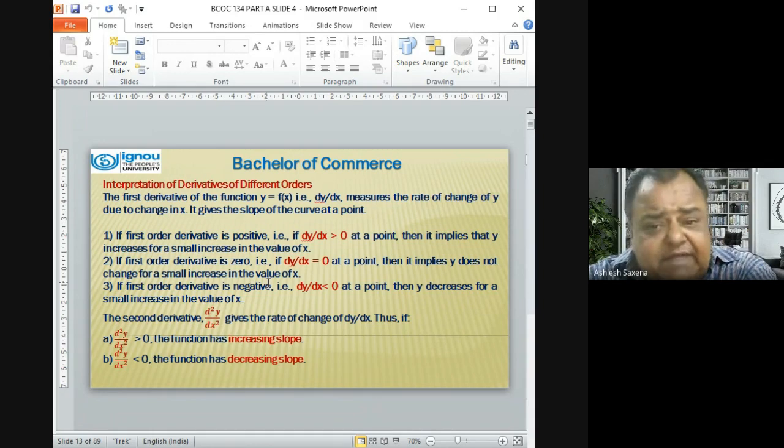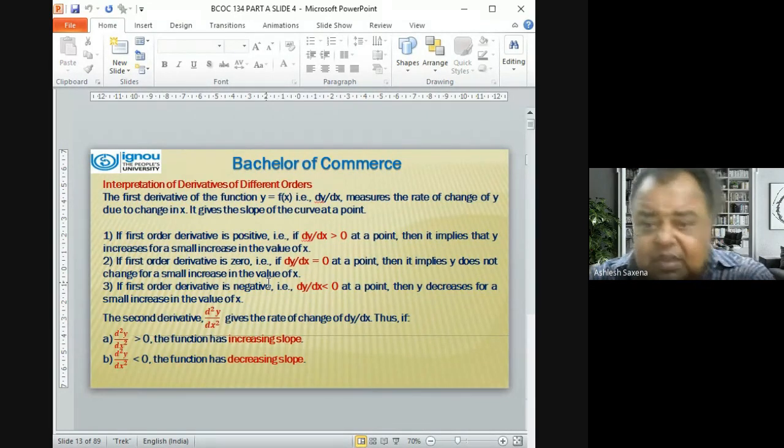The first derivative of the function y is equal to f(x) is dy by dx, which means the rate of change of y due to change in x. Or we can say that it gives the slope of the curve at a point.